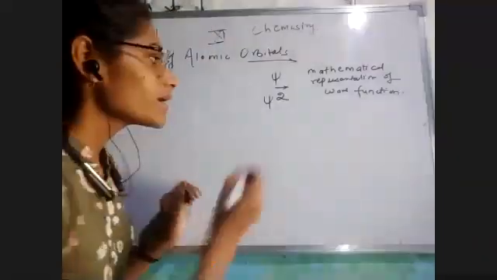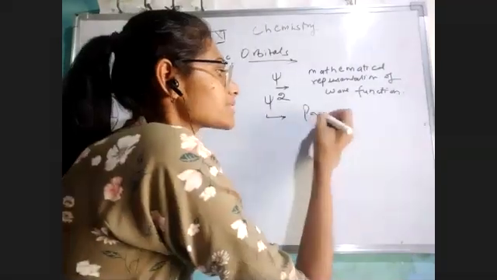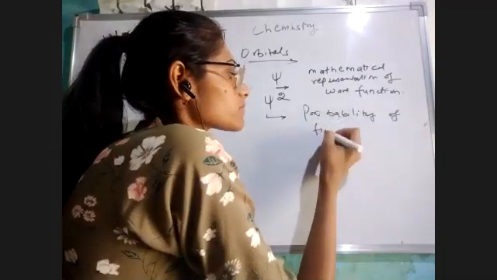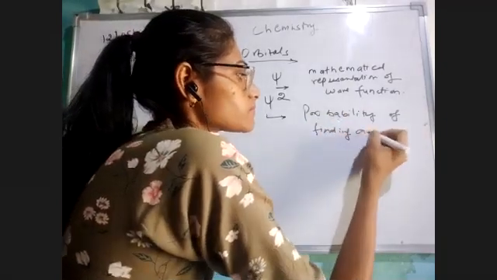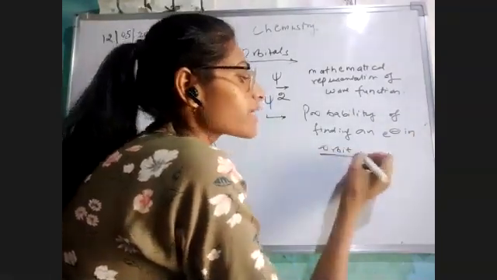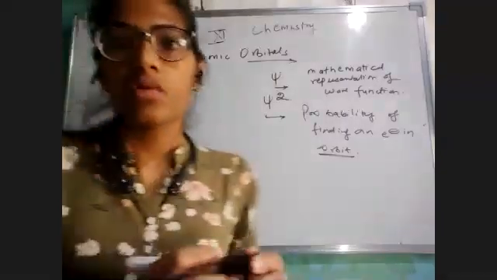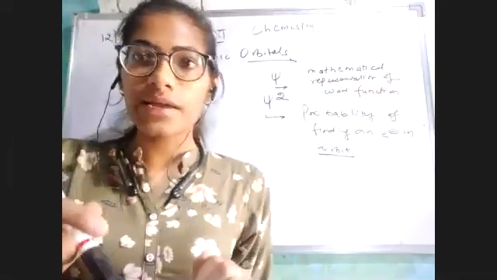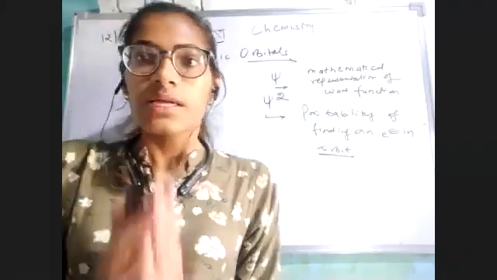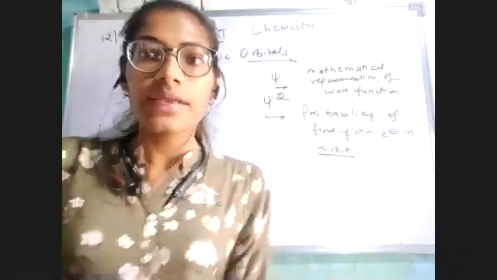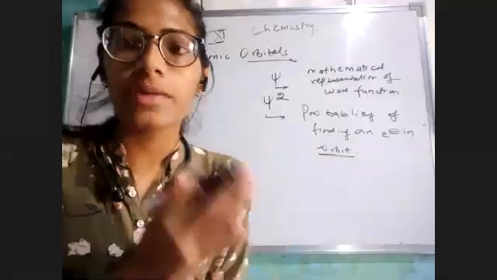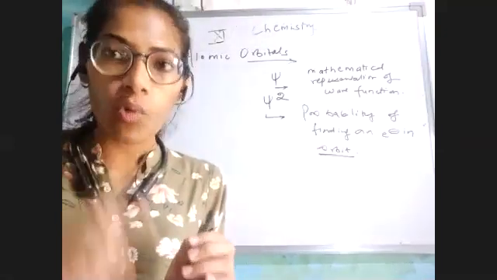The psi square basically gives us the probability of finding an electron in an orbit. I'm saying in an orbit, not an orbiter. So the probability of finding an electron in an orbit can be easily calculated with the help of psi square. This was all we have studied. Now, on the basis of this, we need to discuss what are the shapes of atomic orbitals. I'm talking about orbitals right here.